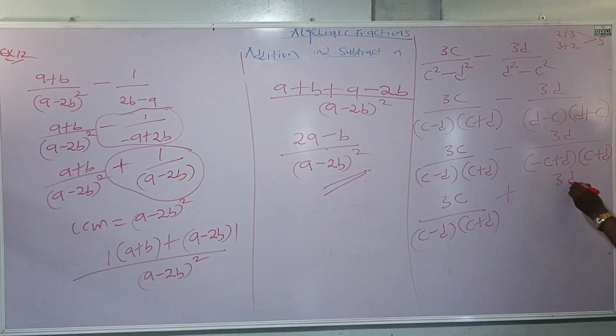And this will give me 3d, all over, this becomes what? Positive c, since I've changed this sign, and this becomes negative what? D. Take note, you are only going to use it for one of the brackets. You are not using it for the entire bracket.